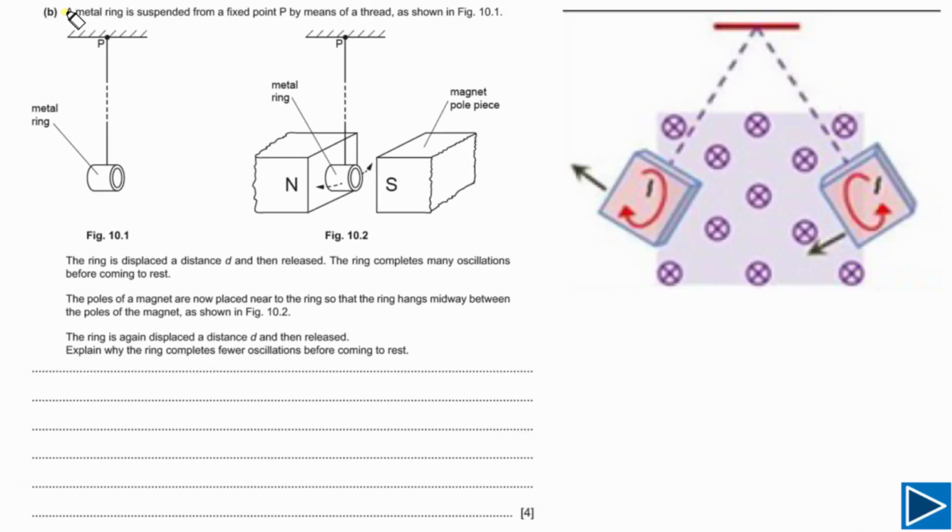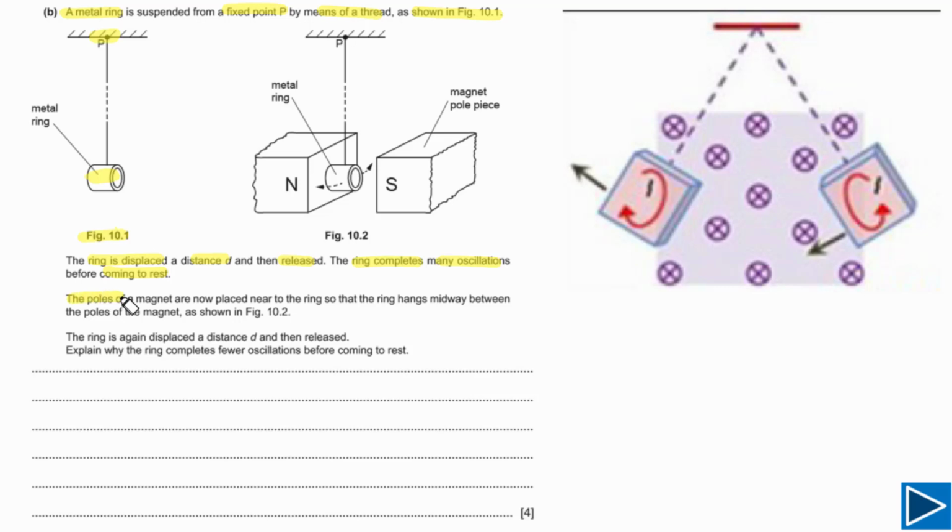For part B, it is given to us that a metal ring is suspended from a fixed point P by means of a thread as shown in figure 10.1. So this is figure 10.1 and this one is the metal ring. It is suspended from this fixed point P. It is also given that the ring is displaced a distance d and then released. The ring completes many oscillations before coming to rest.